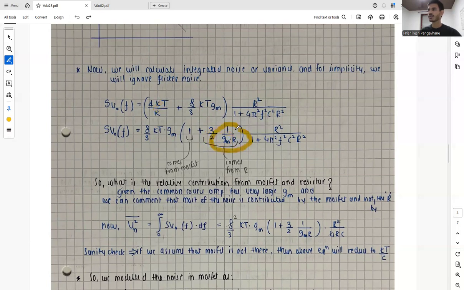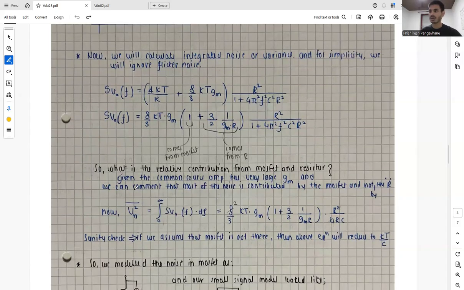So we have contribution from two parts: one comes from the MOSFET and the other comes from the resistor. What is the relative contribution of the MOSFET and the resistor? Given that the common source amplifier has a very large gm value, we can comment that most of the noise is contributed by the MOSFET and not by R. As gm is a very high value, the whole contribution becomes very small, very much less than 1.